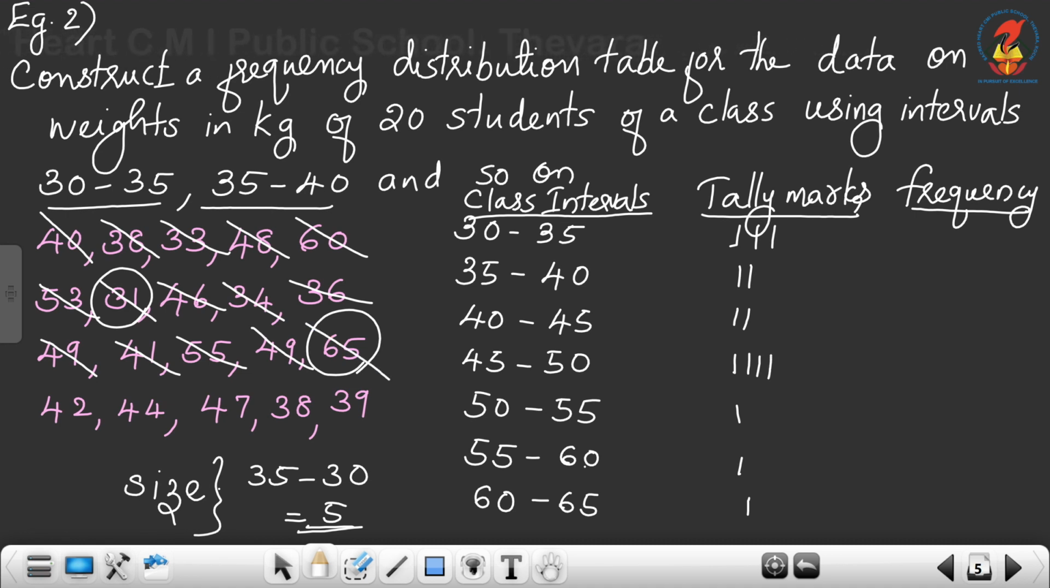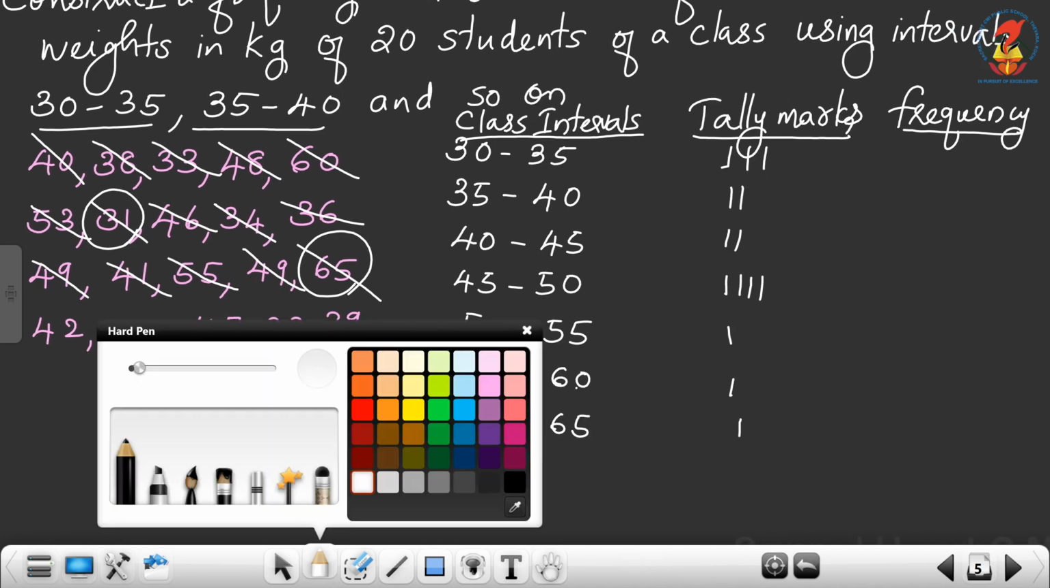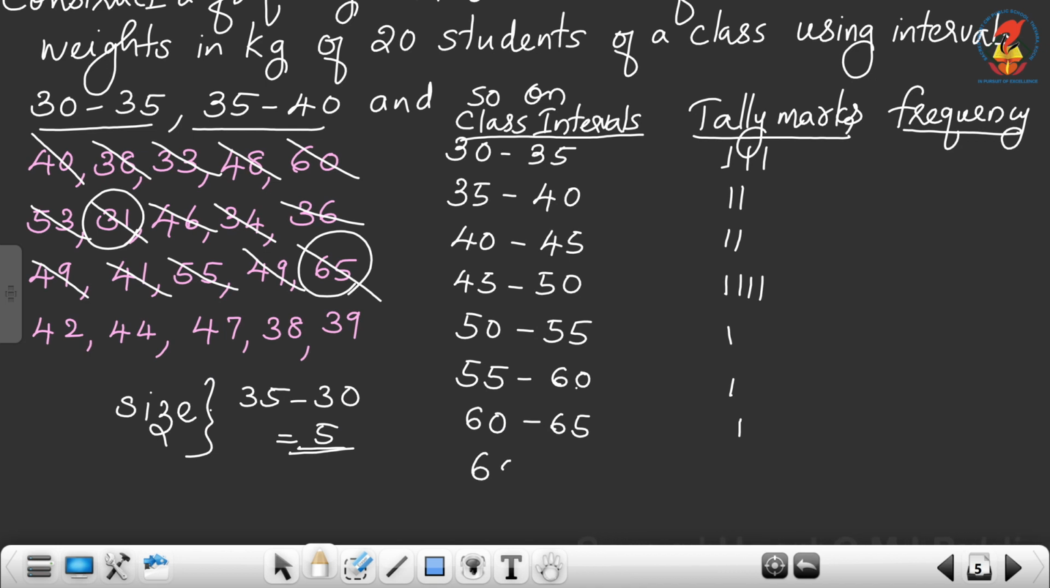Then 65. Where can you mark 65? If you consider this group, we cannot include 65 in it, because here we have to consider all the observations below 65. So we have to make one more group. The next group is 65 to 70. Then only we can include the observation 65. So we have one more group, 65 to 70.